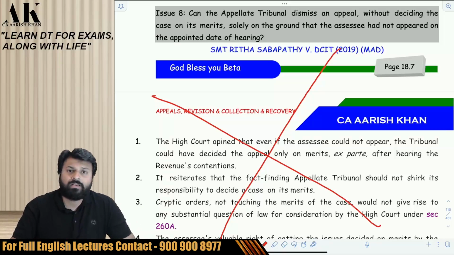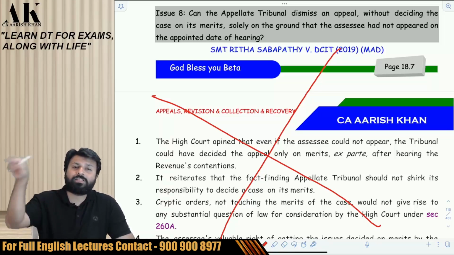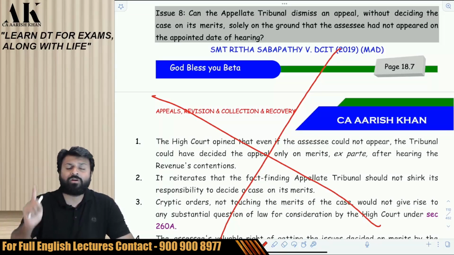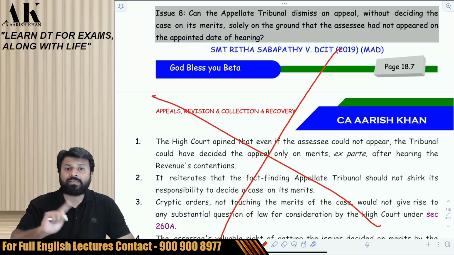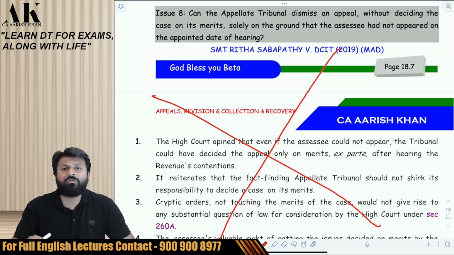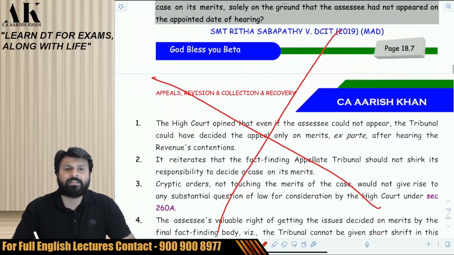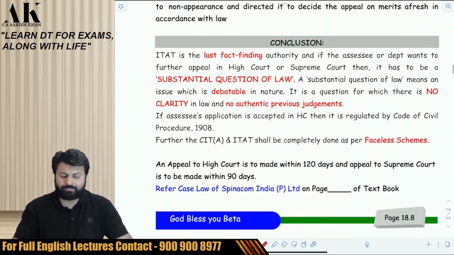The High Court said that the tribunal has done something wrong and the tribunal has to reconsider the matter. The tribunal has to pass an order not on the basis that the assessee has not come, but only on the basis of merits. If the assessee is not able to come today, give him an opportunity. Let him come tomorrow, day after tomorrow, next week, next month. But you cannot pass an order without listening to him, without getting into the merits of the case. This is what this particular case says, the case of Srimati Rita Sabapati.